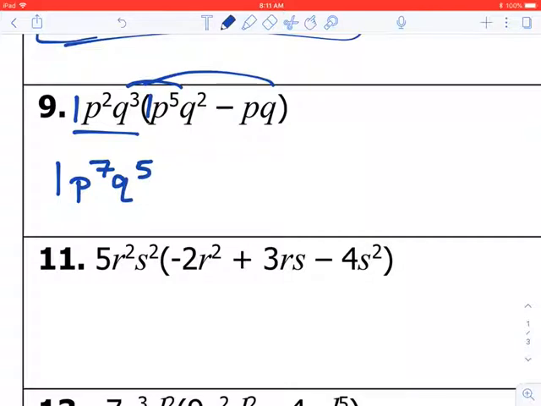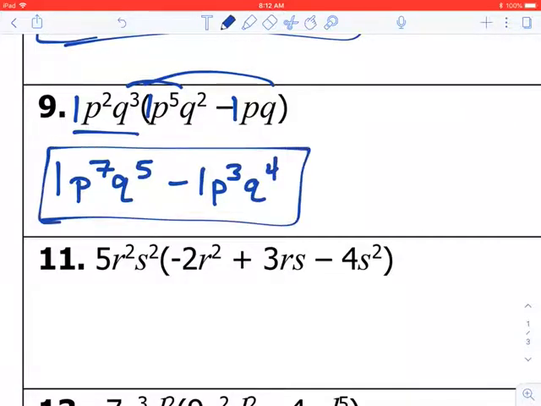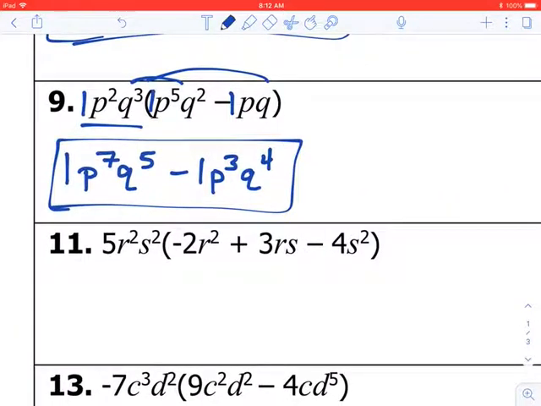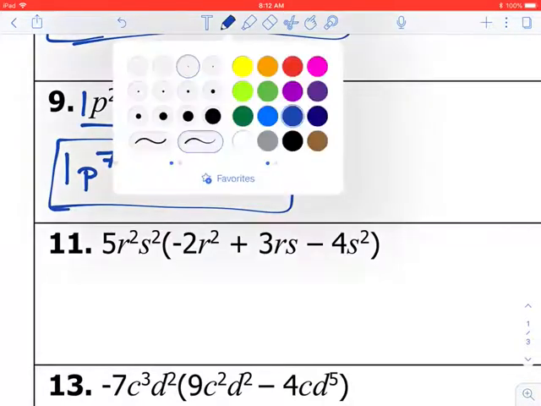And then you do the second one. 1 times negative 1 is negative 1. And then P to the 2 plus 1 is 3. And then Q to the 3 plus 1 is 4, so Q to the 4. And it's still in standard form, so we're good. Okay? So you do it one term at a time. That's the exact same thing we're doing here.